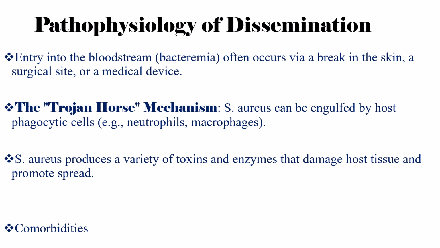Staph aureus produces a variety of toxins and enzymes that damage host tissue and promote spread. Common examples include Panton-Valentine leucocidin, exfoliative toxin, and others. Conditions like diabetes, immunosuppression such as chemotherapy, HIV infection, and chronic illness increase the risk of dissemination.